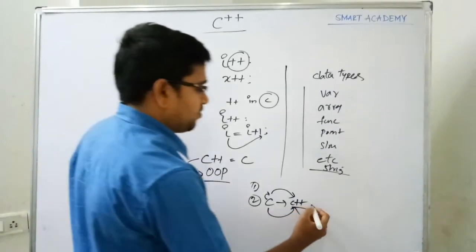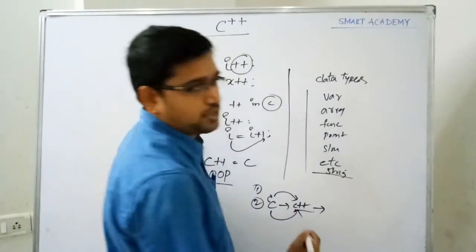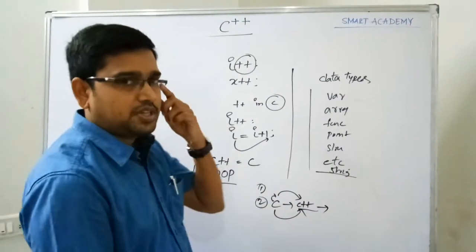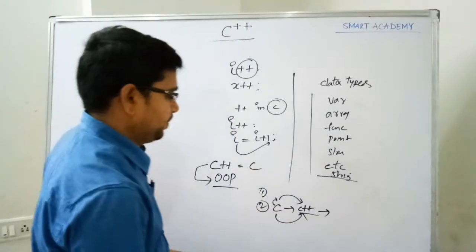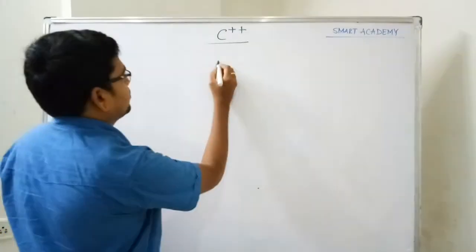By the way, the inventor of C++ is Stroustrup. He invented C++ at AT&T Bell Labs. Let's see what the drawbacks of C are.